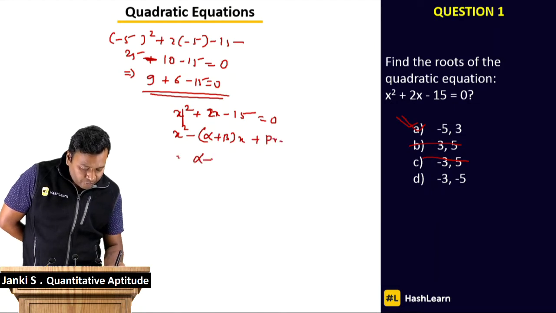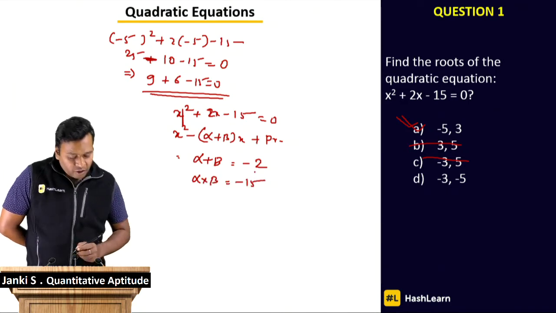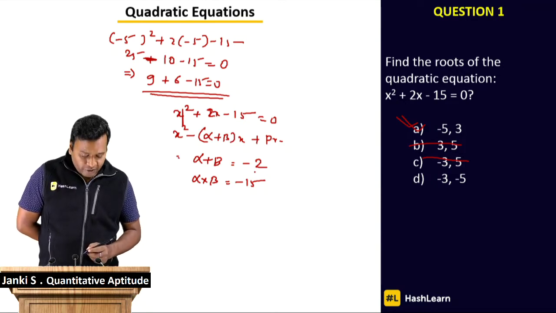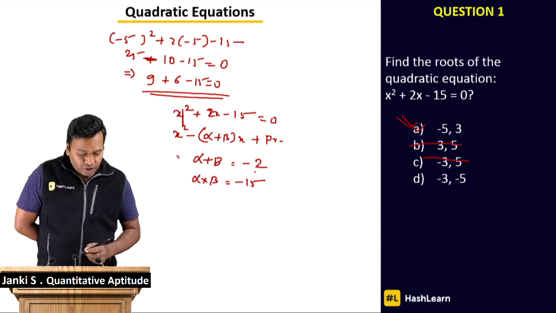So that means alpha plus beta in this case is nothing but -2 here, and alpha into beta is nothing but -15. So I have to utilize the numbers in such a format so that it will definitely satisfy the condition. So what are the numbers possible here?